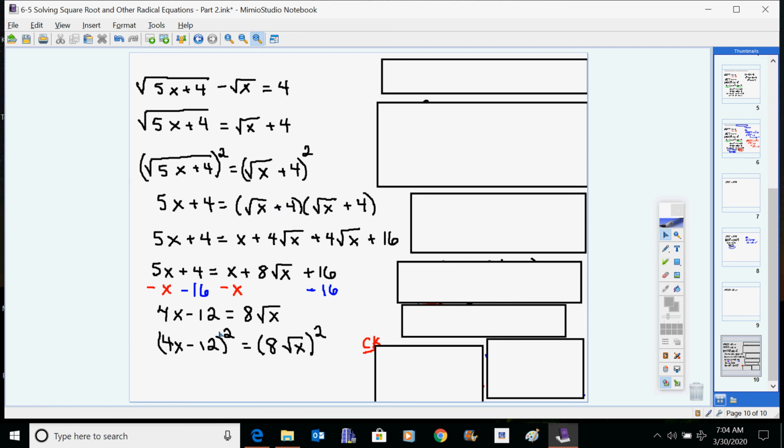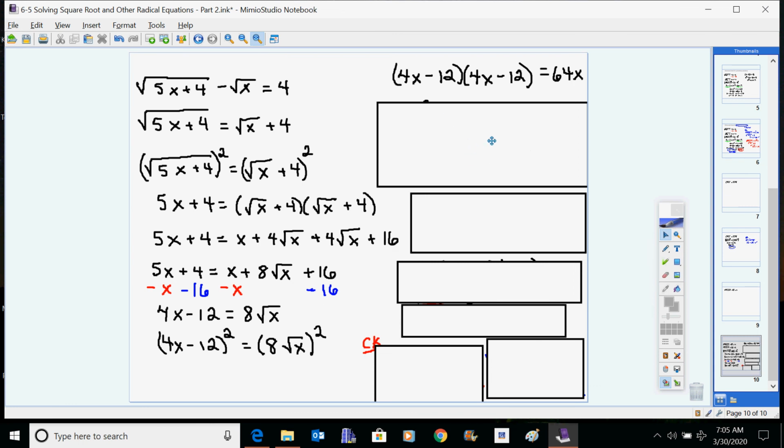Now we have to square this binomial. All right, I know this is a lot of steps. I know that this one has basically everything in it that we could possibly have in it. So we need to square that, and we need to simplify over here. This one becomes 64x, 8 and 8 is 64, and the square root and the square cancel.